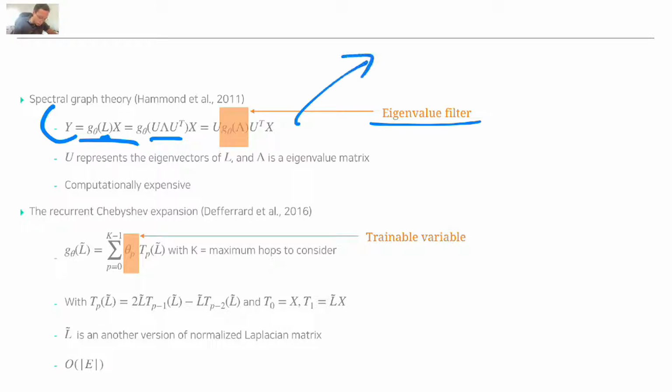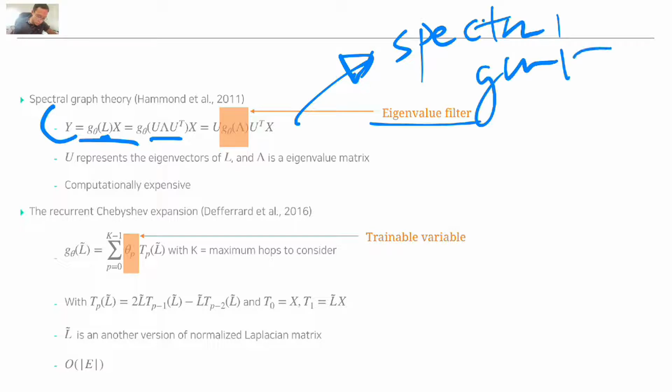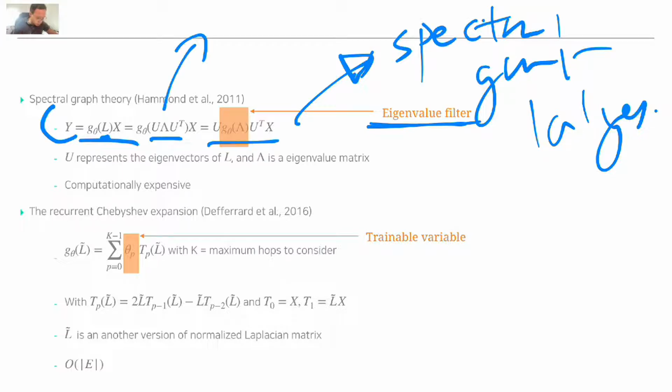This is also the very fundamental form of the spectral graph convolution layer, which is the same as training an eigenvalue filter. But to learn this layer, we always have to do this eigen decomposition, which is a computationally heavy task. To avoid that, people developed a more efficient approach called Chebyshev Expansion.